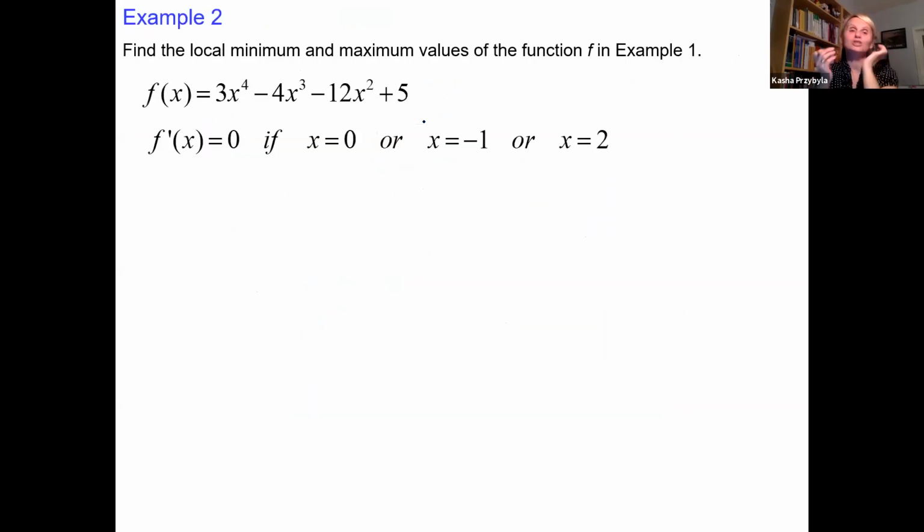Okay, and actually we did this question before, because before I even introduced it, I asked you and you just told me that this is the same function. Those are the zeros, I mean the critical points, and we test them for the local minimum and maximum. So we can skip this.